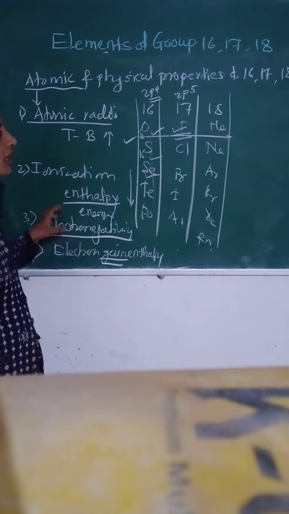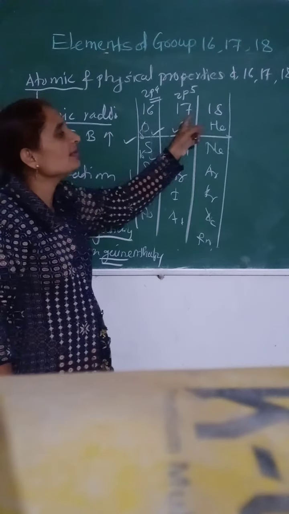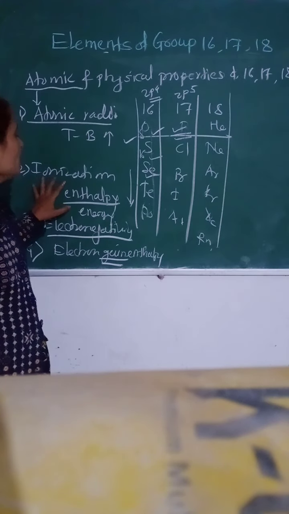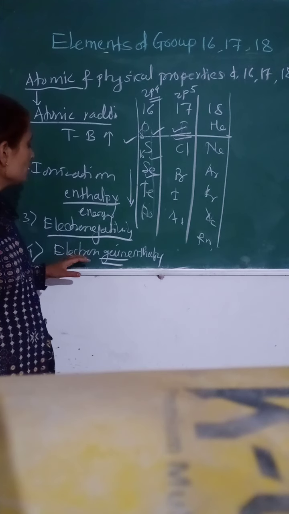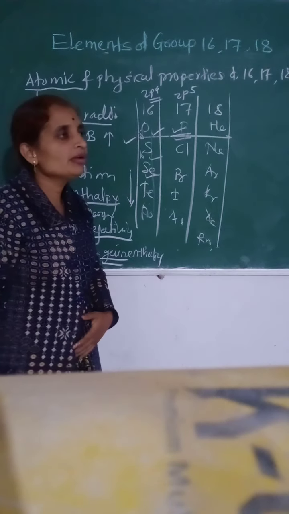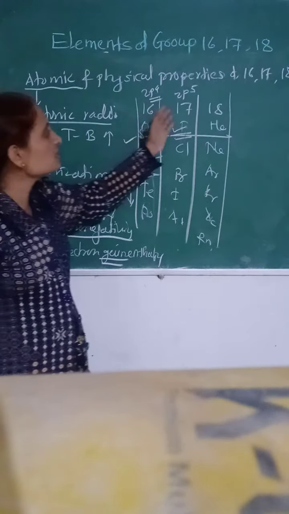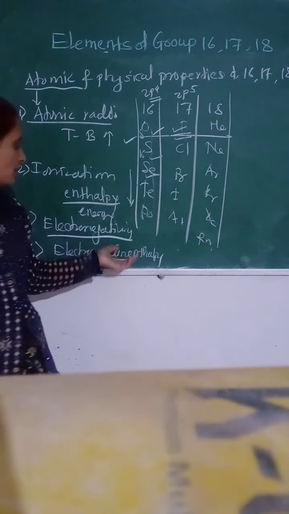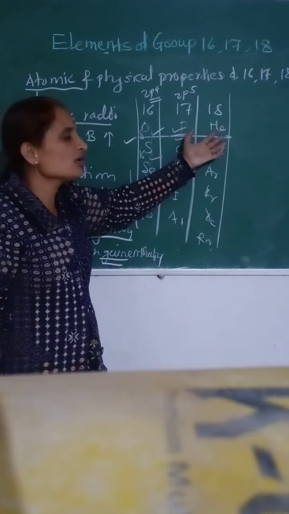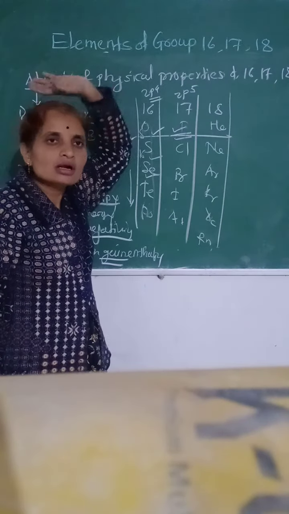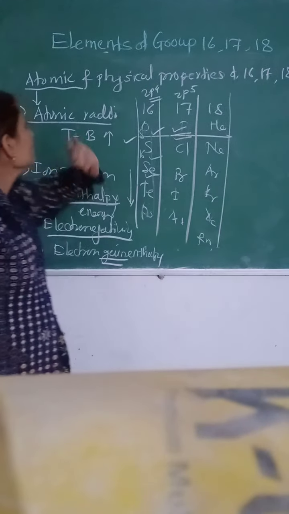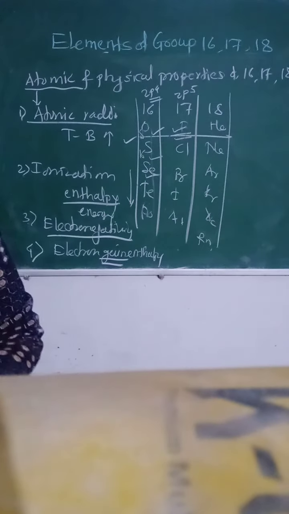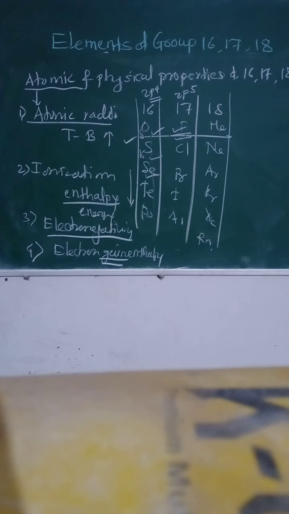Means here we have to study the general properties of the periodic table applied to group numbers 16, 17 and 18. We have to apply atomic size, atomic radii, ionization enthalpy, electronegativity, electron gain enthalpy, in group numbers 16, 17 and 18. The noble gases do not require electron gain enthalpy because their octet is already completed. This is the atomic property.